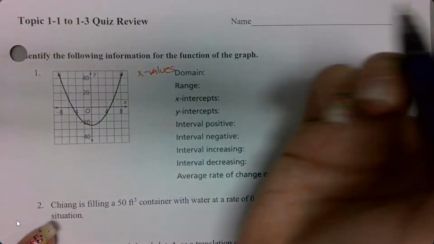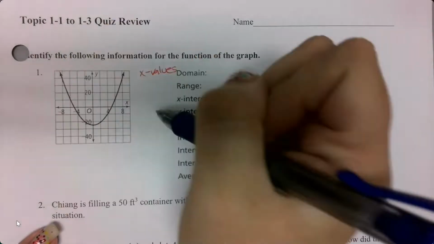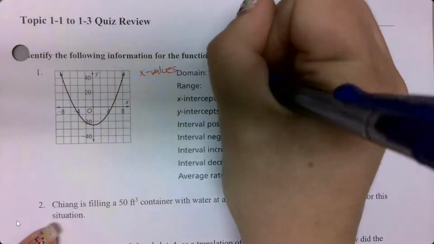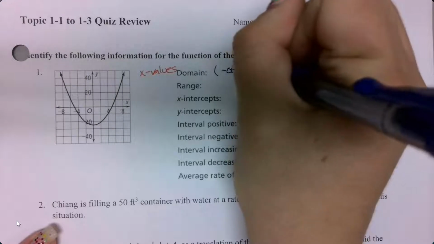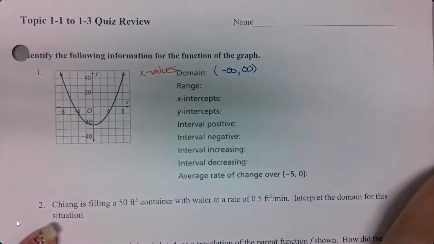So all of my possible x values for this graph. It goes left forever and right forever. So I'm going to have parentheses, negative infinity to positive infinity. Infinities always get parentheses when I write this out.